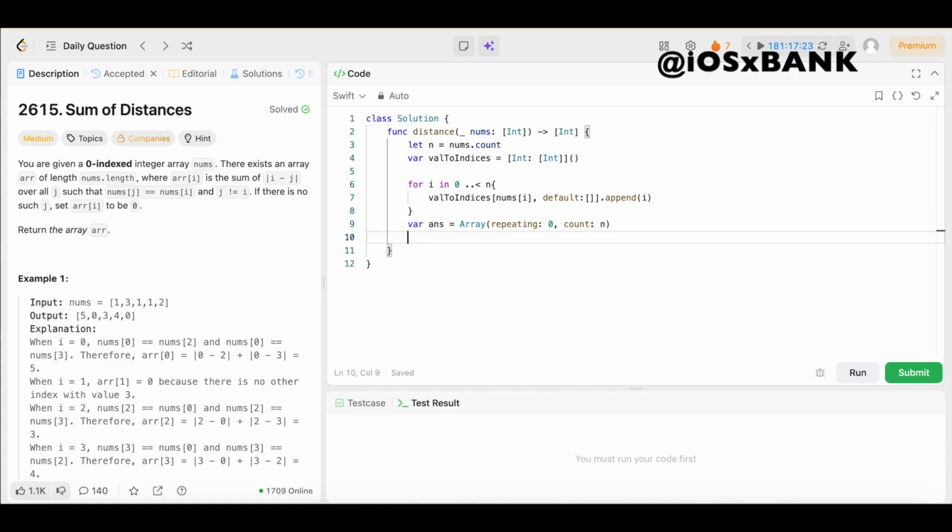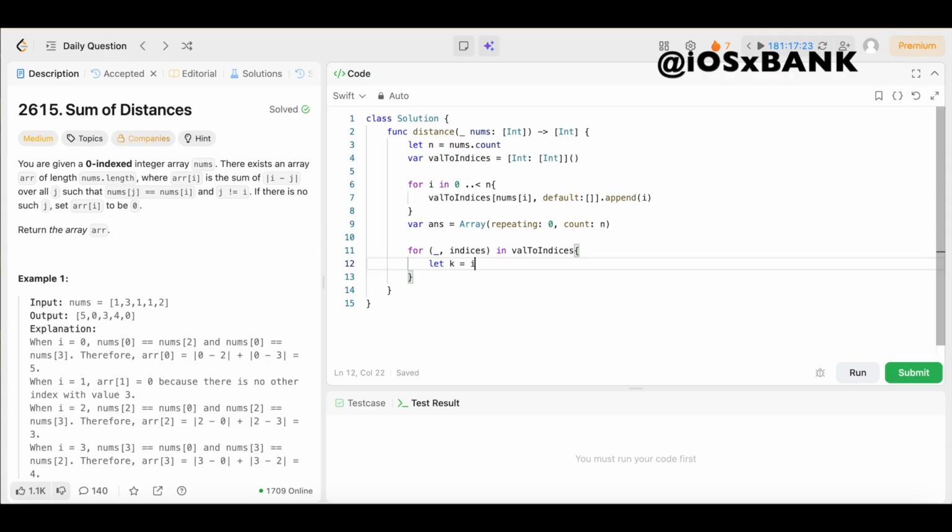So we're going to come underneath this and we're going to say for (_, indices) in val2indices. We're going to open up the brackets and we're going to say let k equal indices.count. Boom. Then if only one occurrence, then the distance is 0 and no other matching indices. So we could say if k equals 1, we could open up the brackets and we could just continue.